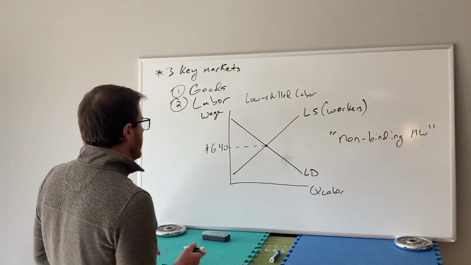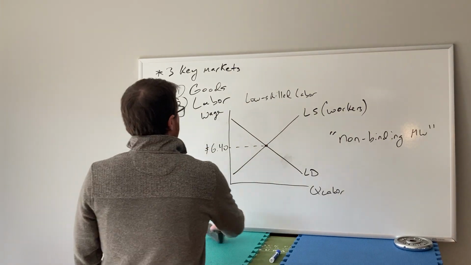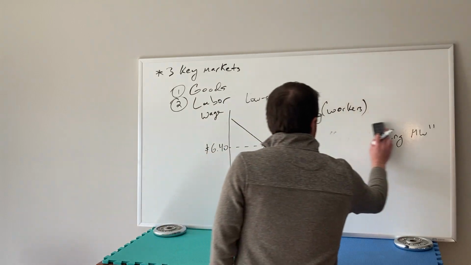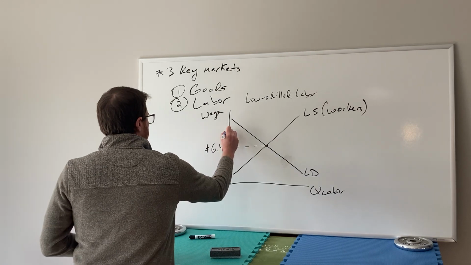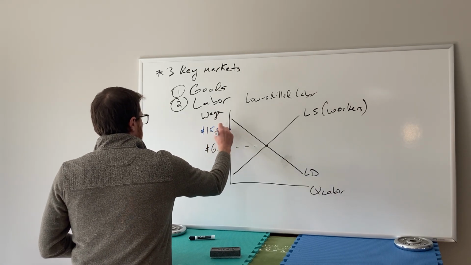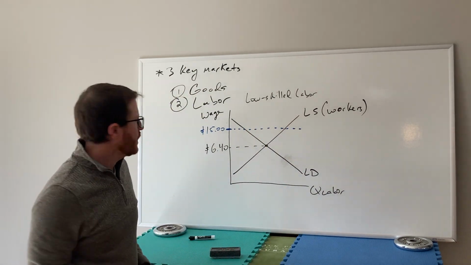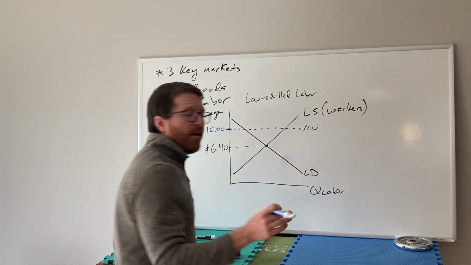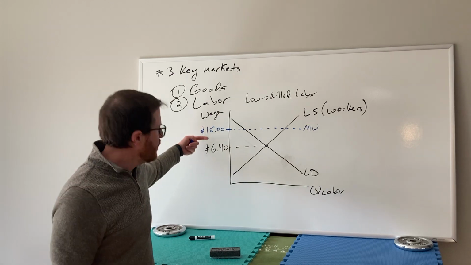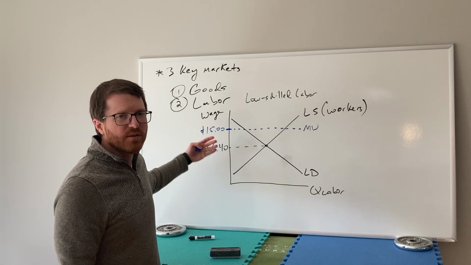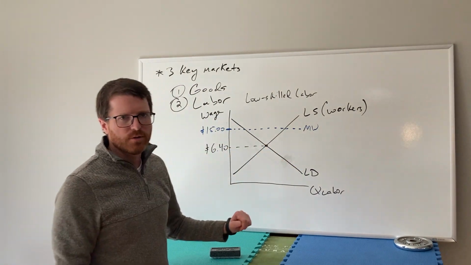So if we push this up, though, to say anything above $6.40, like $15, we could think about how that might affect this market, okay? So if we place a $15 minimum wage on this market, maybe right there, think about what impacts that would have, okay? Now the market has to account for the minimum wage. The market can't ignore it because if the market tries to operate at $6.40, it's illegal. So effectively, we've illegalized everything below the minimum wage.